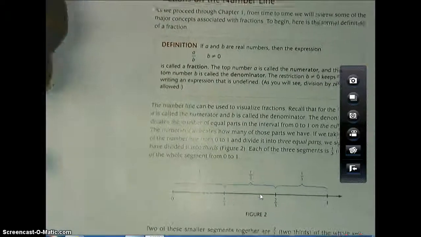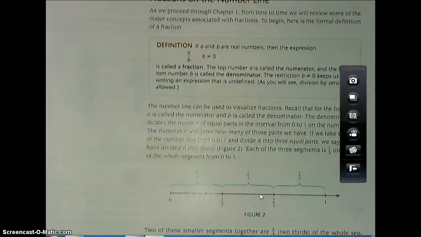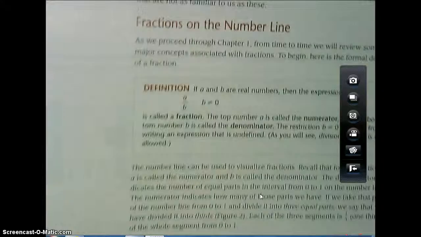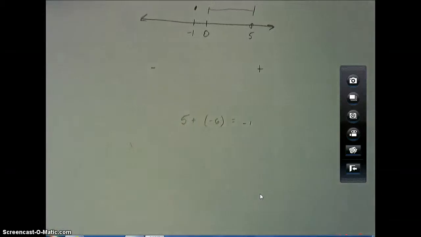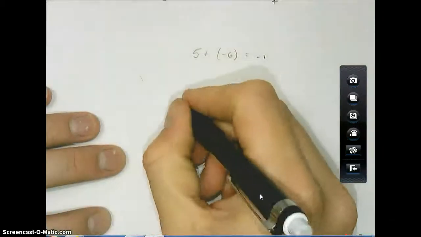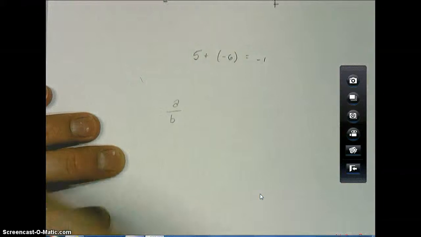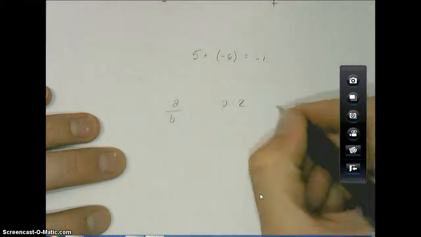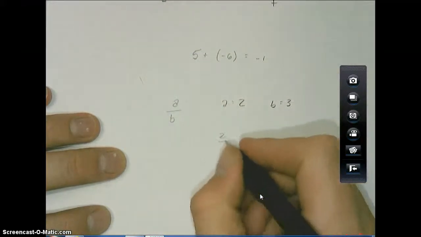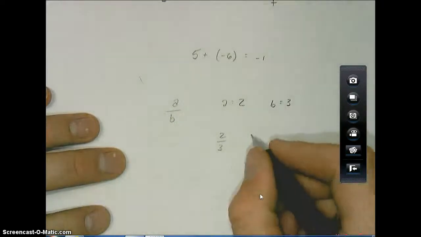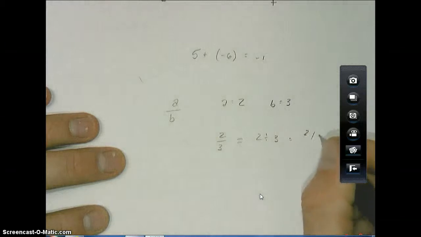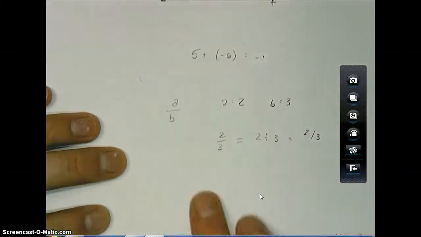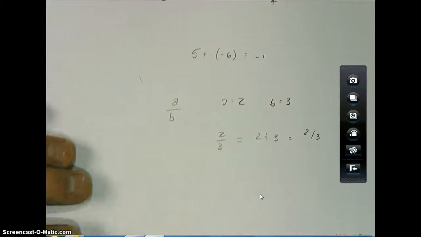Over here, they just give you the definition of a fraction. If we have two numbers, then the expression a over b is a fraction. And this is another issue. Sometimes I think people think of fractions as completely separate, different things. So if I have a over b, these are just two numbers, right? If a equals 2 and b equals 3, then my fraction is 2/3. 2/3 is the same as 2 divided by 3, however you want to write it. And that is a number.